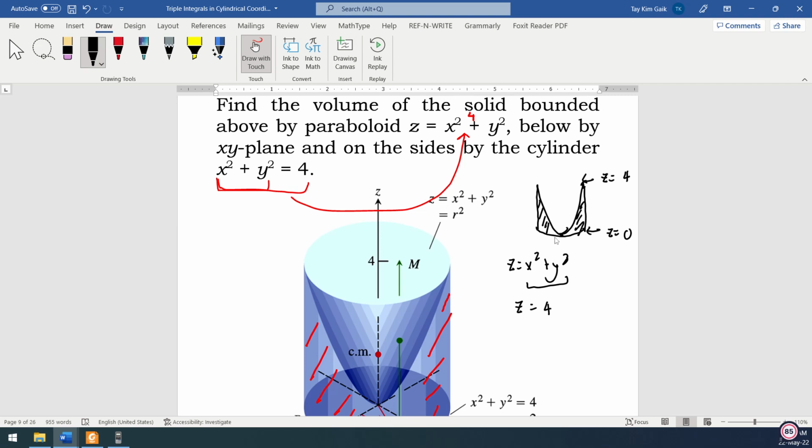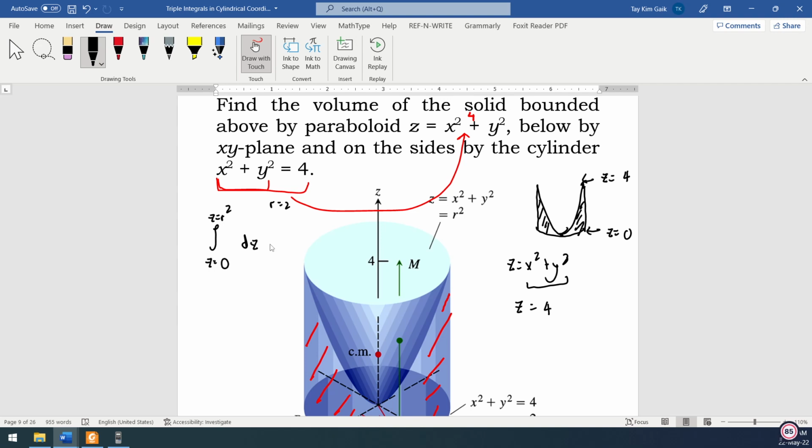If you use a triple integral, the bottom is flat, so the bottom is the cylinder cut by the xy plane, which is z equal to 0. That's why you do dz first, with z equal to 0. The top, bounded above, is the paraboloid z equals x squared plus y squared, which is z equals r squared. The projection is a circle, where x squared plus y squared equals 4, so r equals 2.